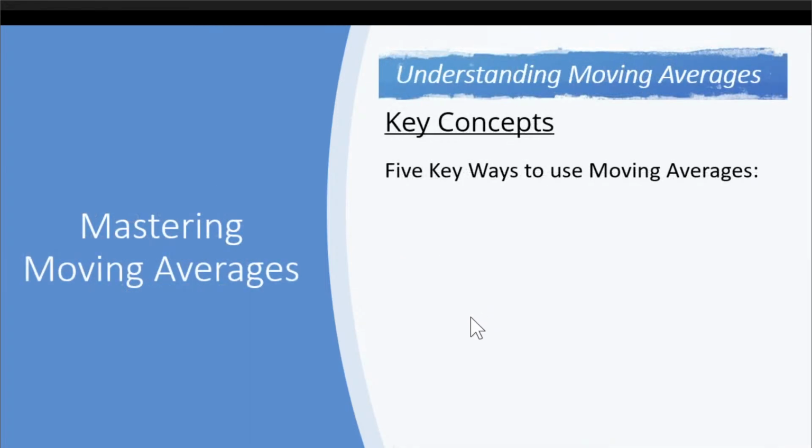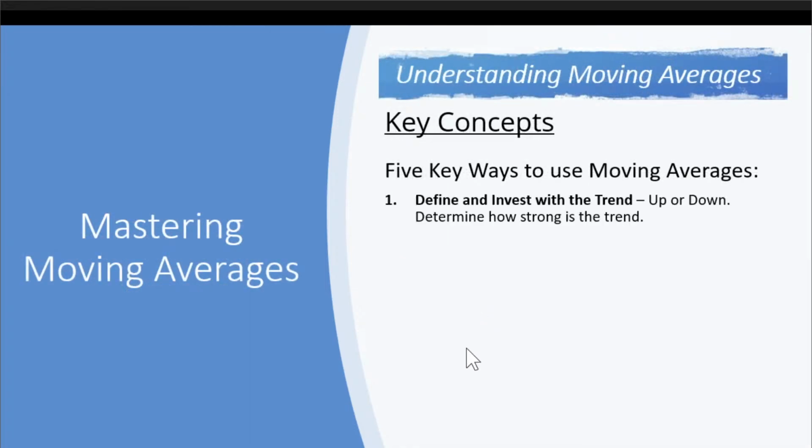So here are 5 key ways to use moving averages. First, define and invest with the trend, whether the trend's up or down, and determine how strong the trend is. Now there are, and we'll look at, I think it's the next slide, the different types of moving averages that I think you should pay more attention to, because it says define and invest with the trend.